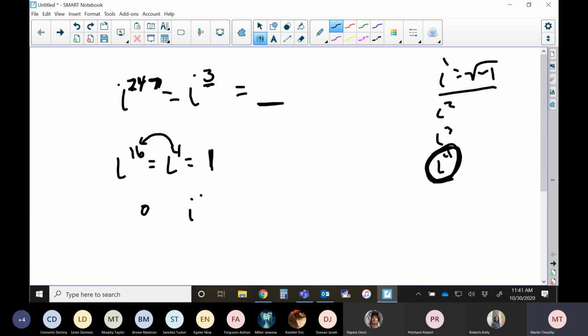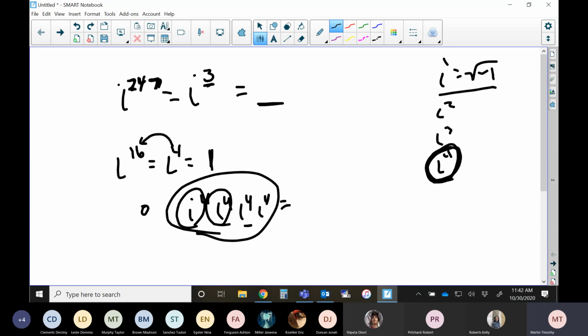Because I can write that as i to the 4th times i to the 4th times i to the 4th times i to the 4th. And that's like i to the 16th. So all those turn to 1, and 1 times 1 times 1 times 1 is 1. So you can have any of these. It's just going to keep repeating over and over.